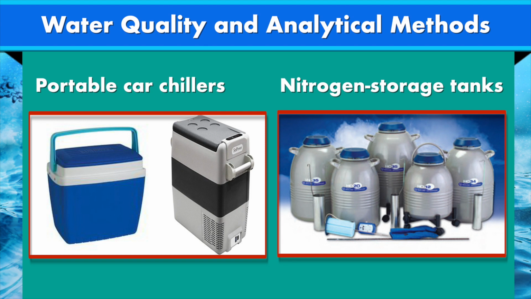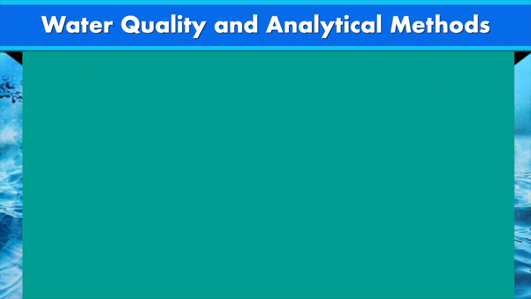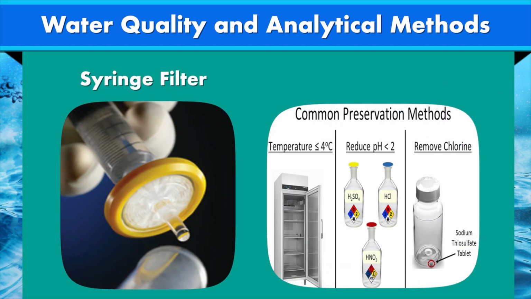Therefore, portable car chillers or nitrogen storage tanks are used to keep the samples under less than 4 degrees centigrade until reaching back to the laboratory. Participants, several ex situ analyses are required to be carried out once samples are back in the laboratory. However, samples should be processed and preserved before storing for the analysis.